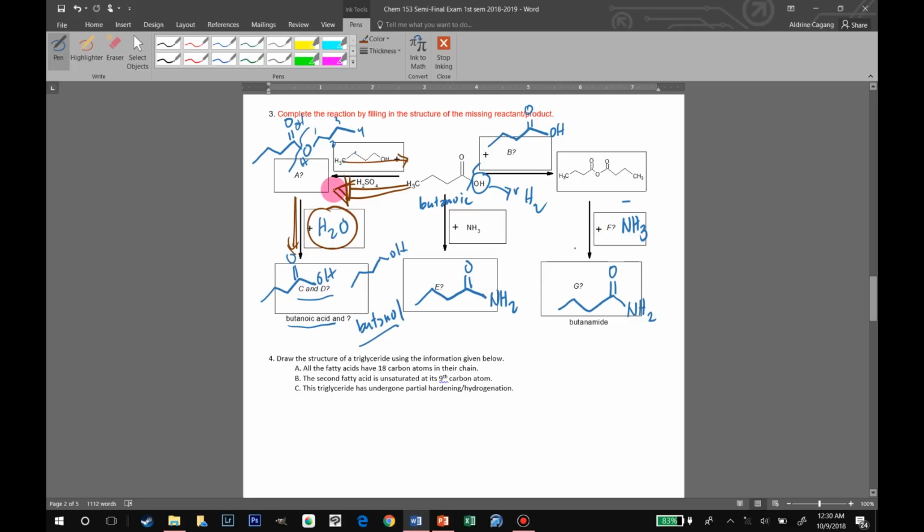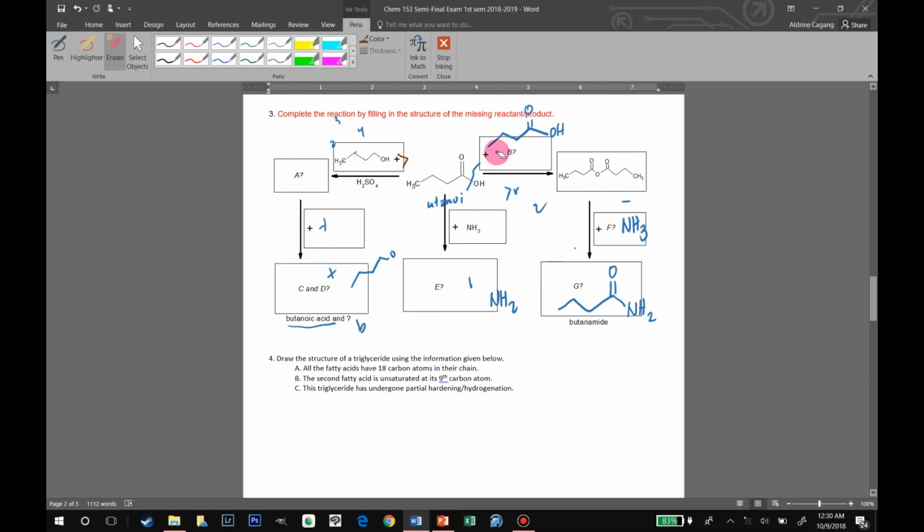hydrolysis of your esterification. I apologize if this is a little bit cluttered in presentation. It's very difficult for me to draw on the screen, but hopefully this explanation is clear. Okay.